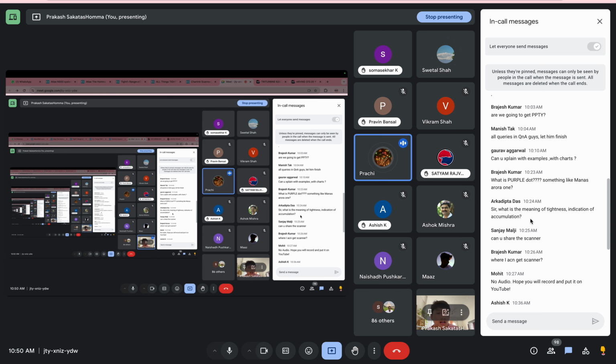Indication of accumulation. Tightness basically means that not many people are selling after profit taking. And if the volume is less, then people are not selling. What does that mean? People are not selling means that people are holding on to that stock in expectation that it'll go higher. Now, there is a misconception that tightness means accumulation. I personally don't believe so. I know many big traders, many big price action artists do believe that the presence of tightness means accumulation. I personally don't. I just believe that it's a lack of distribution. Now, does lack of distribution mean accumulation? I don't think so.